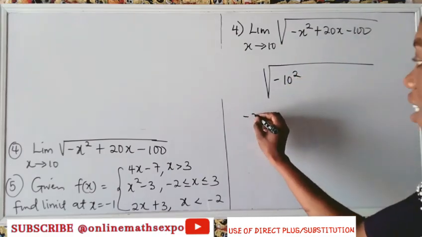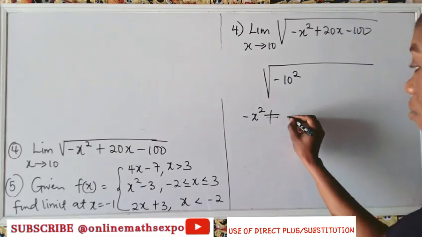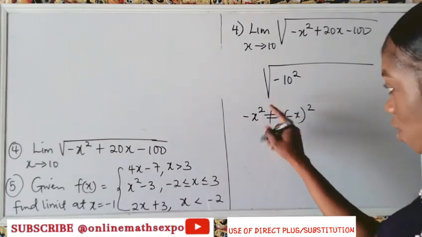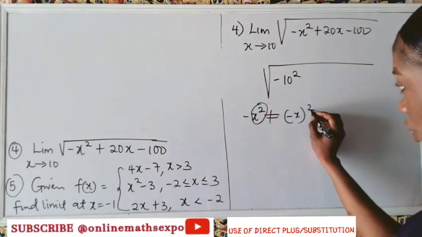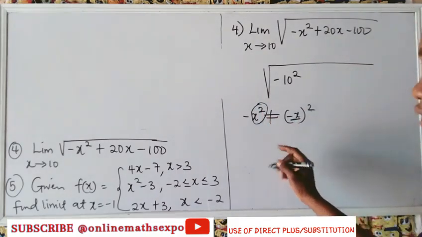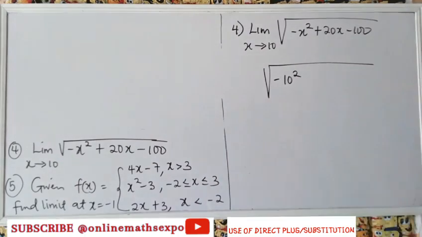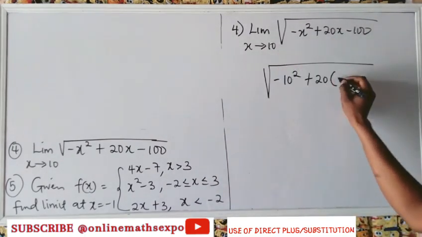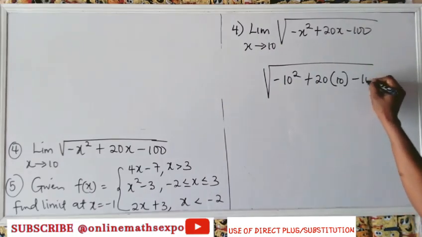Remember, negative x squared is not the same as this. These two are not the same. The square is only on this x. For this, the square is on both. So we are going to have this plus 20 into our x is 10, then minus 100.